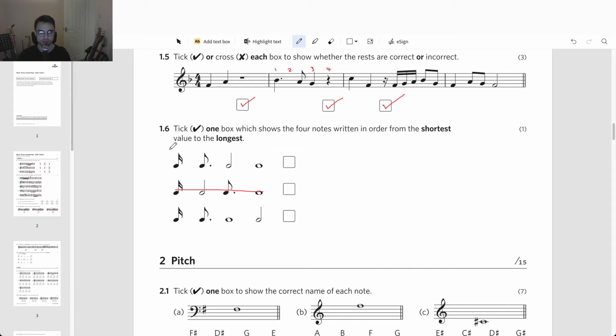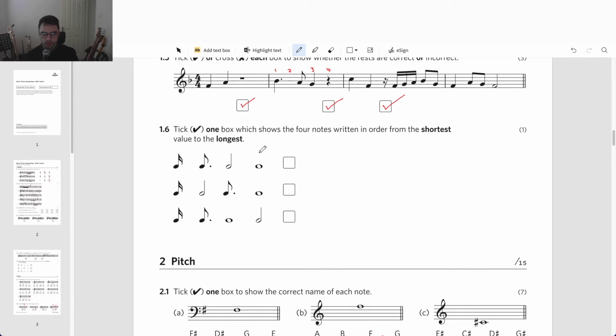Let's count the beats here. So a semibreve is 4 beats. A minim is worth 2 beats. This is a dotted quaver, so it's actually 1 1/4 beat. And this is a 1/4 of a beat. So top line, that's our answer right there.